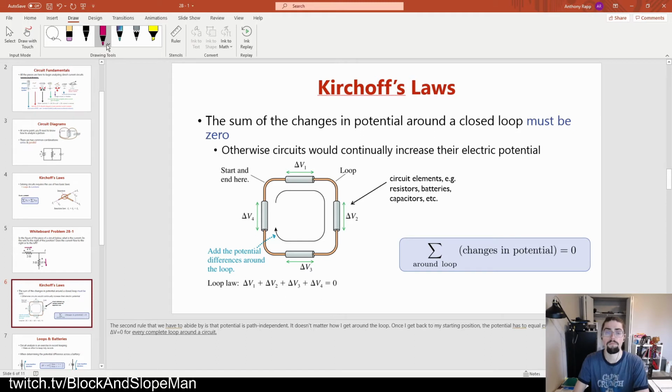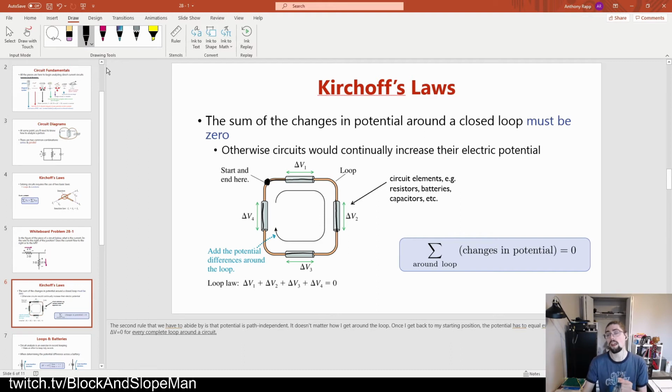Here's the idea. Pick a start point in a circuit. If I follow a path all the way around my circuit, so I go through this one, I pick up a potential difference V1. I go through this one, I pick up a potential difference V2, V3, V4, and I come back to my starting point. There's an important feature of potential, which is that it's path independent. It comes from a conservative force. The potential at any point in space is determined by everything else around it, and it does not depend on how you got to that particular point in space.